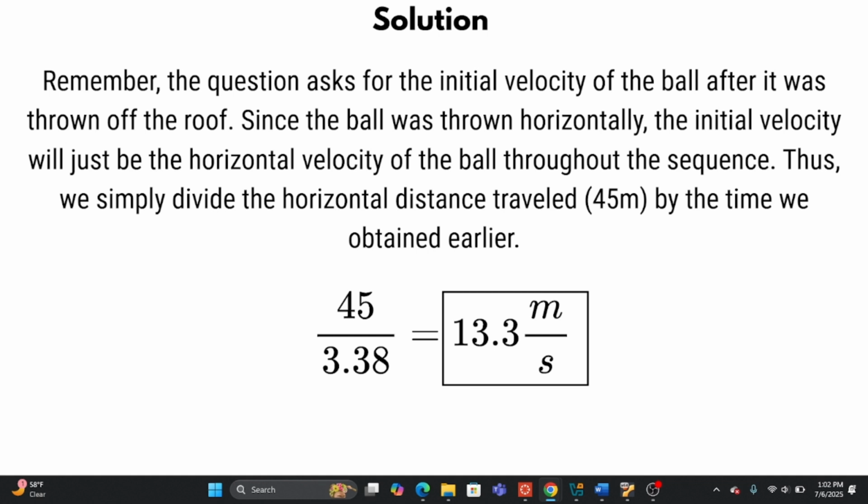So remember that the question asked for the initial velocity of the ball after it's thrown off the roof. And since the ball was thrown horizontally, the initial velocity is just going to be the horizontal velocity of the ball throughout the sequence. And thus, we simply divide the horizontal distance traveled, which is 45 meters, by the time we obtained earlier. And we get 13.3 meters per second once we do that, which will be our final answer.